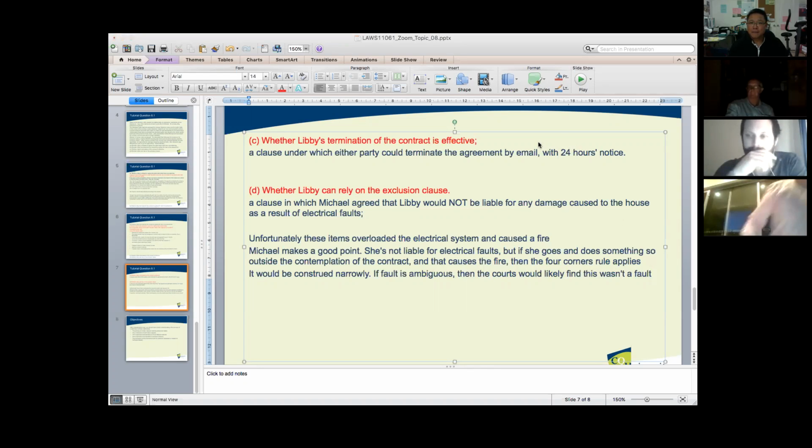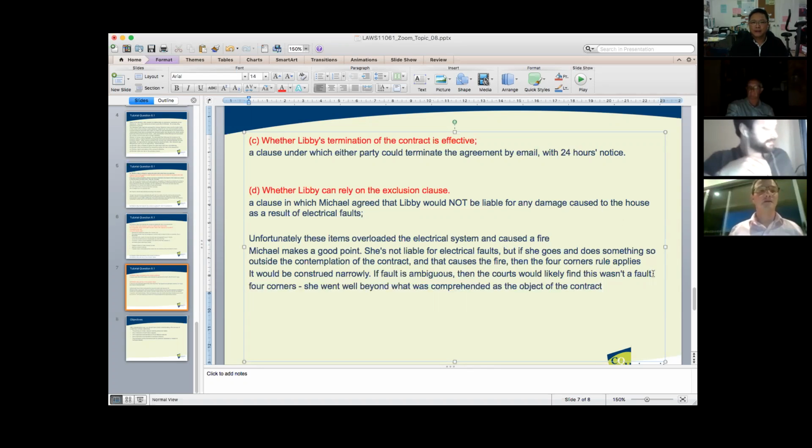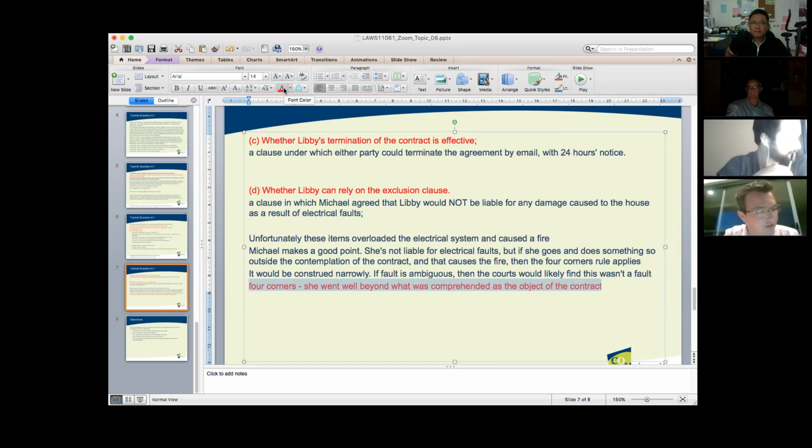Aha. So from Martin, we're applying the rule on the four corners. So what exactly, again, is the four corners rule here? Martin, could you explain that? Essentially, what happened or their conduct went far beyond what was actually intended to be the contract or what the parties were supposed to do.